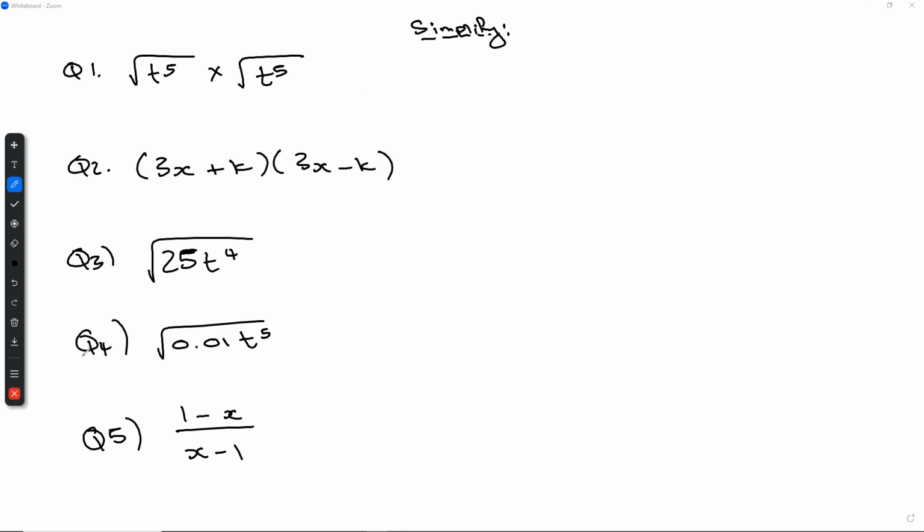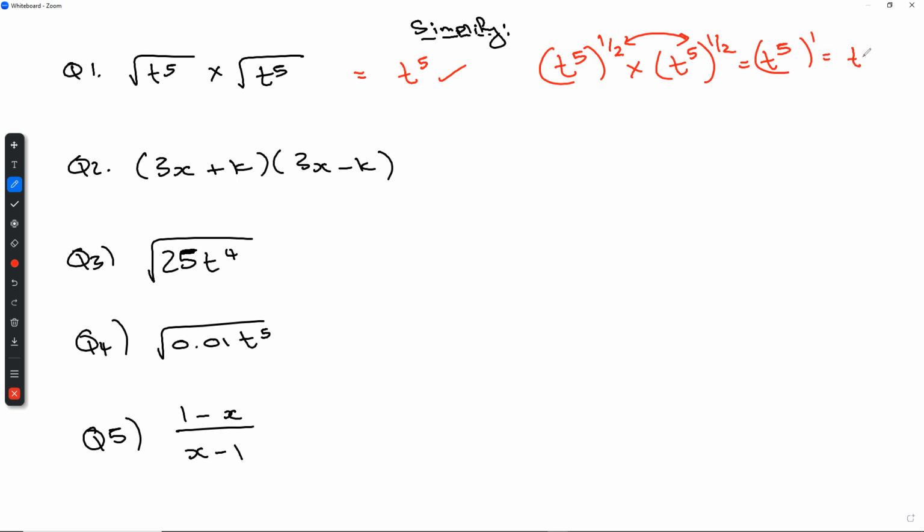The first thing is whenever we multiply two square roots, like the square root of t to the power 5 times the square root of t to the power 5, the roots will cancel out and you'll be left with t to the power 5 and you're done. The reason is that the square root is the same as something to the power of a half. When you multiply it by itself, you're multiplying like bases, so you're adding powers. Half plus half is 1, so t to the power 5 to the power of 1 is just t to the power of 5.